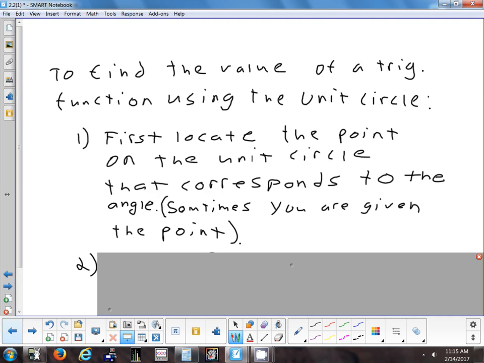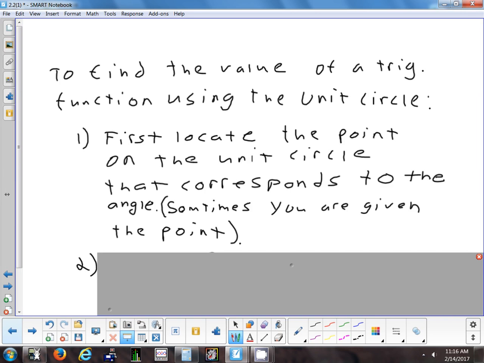So step 1 is to find the point on the unit circle. Find your coordinate. Sometimes, like in the first couple problems I'm going to do with you right now, I will give you the point. If I give you the point, then step 1 is done for you. Okay, so that's step one: find the point on the unit circle.